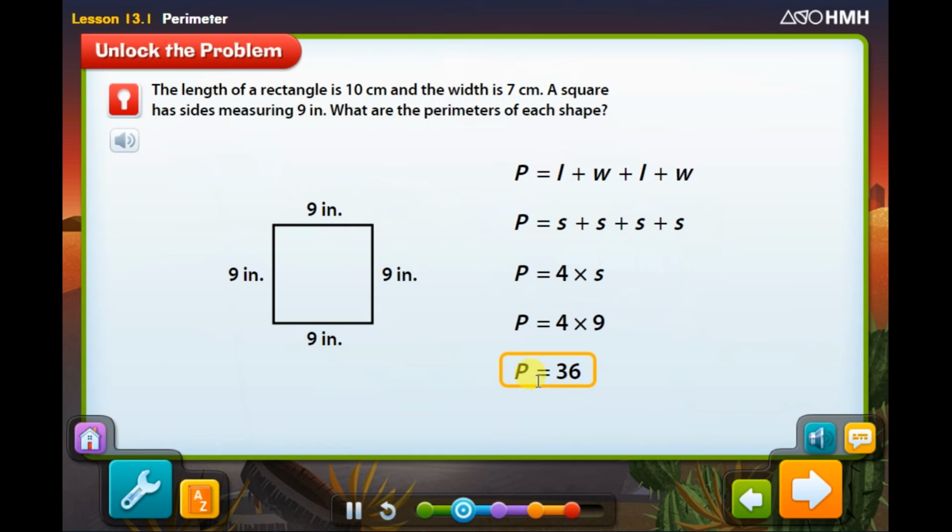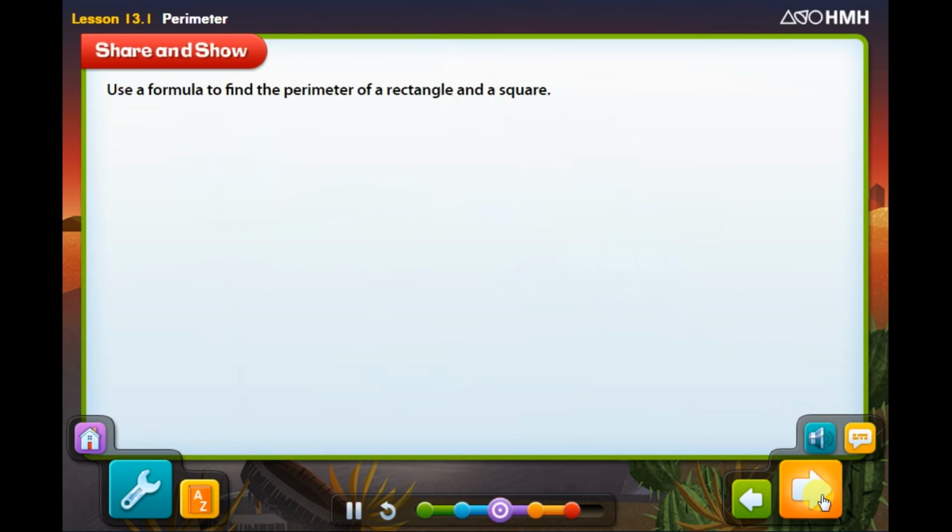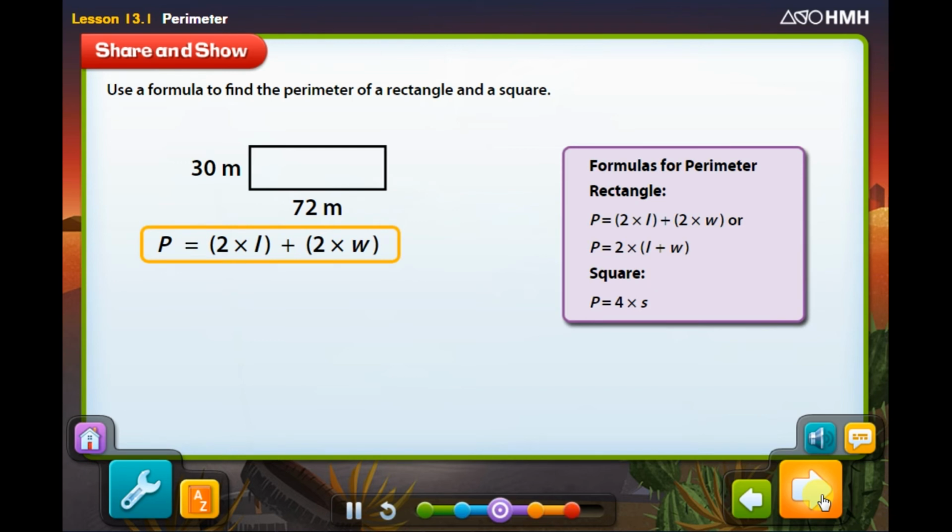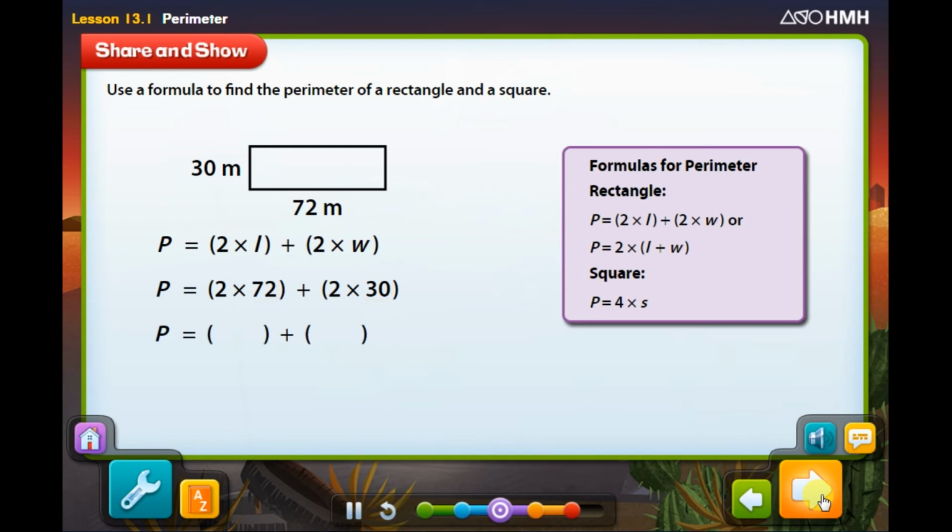So the perimeter of the square is 36 inches. And what is the unit? The unit here is inches. So the distance around the shape is 36 inches. Use a formula to find the perimeter of a rectangle and a square. Choose a formula for the perimeter of a rectangle. Next, write the measures that you know. Drag the numbers to complete the next line of the formula.